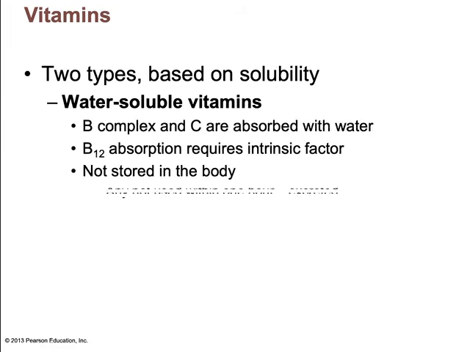Now, water soluble vitamins are the B complex and C vitamins, and they're used primarily as coenzymes. B12 is a special case because its absorption across the lining of the stomach requires a protein called intrinsic factor. None of these are stored in the body because they're water soluble. If you take high doses, you're just going to end up putting them in the urine and you're going to pee them out. So mega dosing on the water solubles really doesn't do you any good.